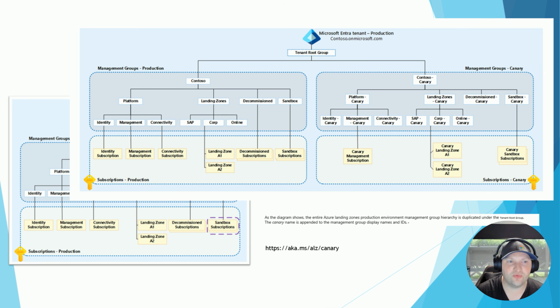So in this example, you've got your Contoso organization and then the landing zones and the platform off to the side underneath the tenant group management group. And then you've got your canary environment off to the side of Contoso. So that's sitting at the same level of management group, but has a prefix of canary to it. But it looks exactly the same.